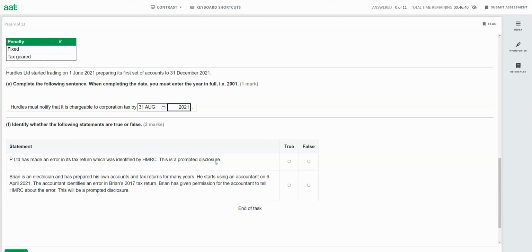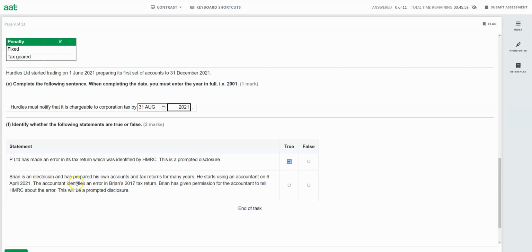Unprompted error means you are telling HMRC yourself, I had a mistake, I had an error, I have now found it out, so I want to correct it. That will be unprompted. And prompted means HMRC doing the investigation and they find there is a mistake or error on your tax return. So obviously if there is a prompt disclosure, or if HMRC find you, they'll give you more penalty. If it is unprompted, that means you disclose yourself, sometimes the penalty could be 0. So the first one is true because error was made and identified by HMRC, not by the client.